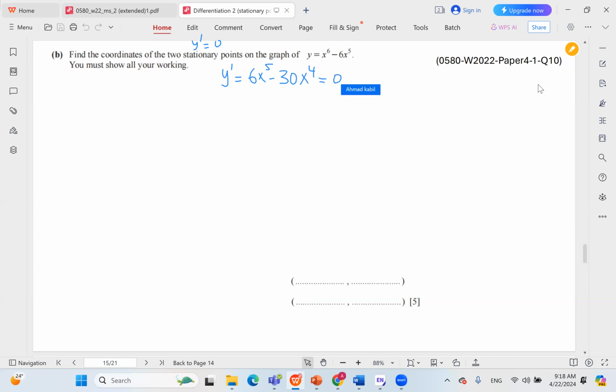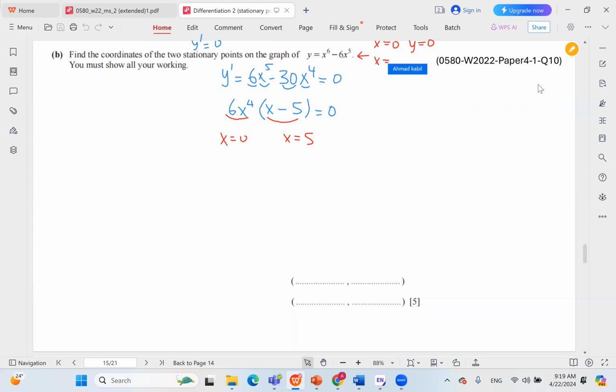So let's take 6 as a common factor between 6 and 30. And let's take x power 4 as a common factor as well. So we are left with x minus 5 equals 0. So either x equals 0 from this, or from here we have x equals 5. And then we have to go back and plug them into the equation. So when x equals 0, y, of course, will equal 0 as well.